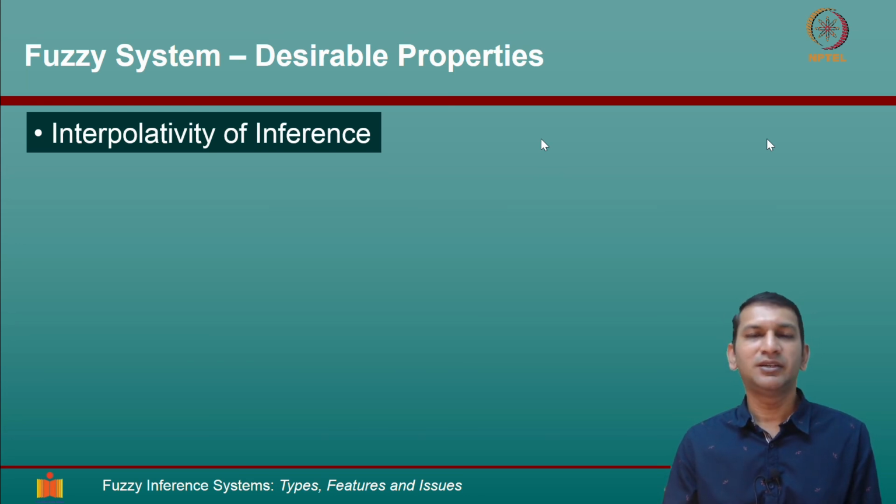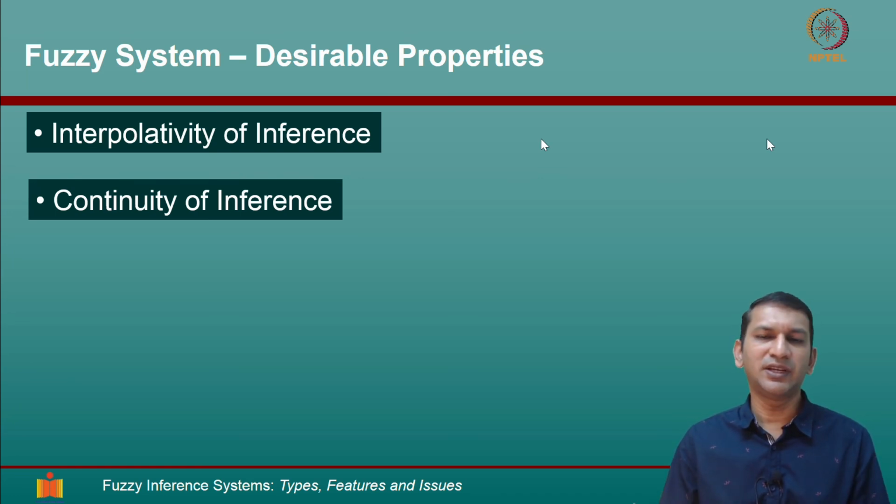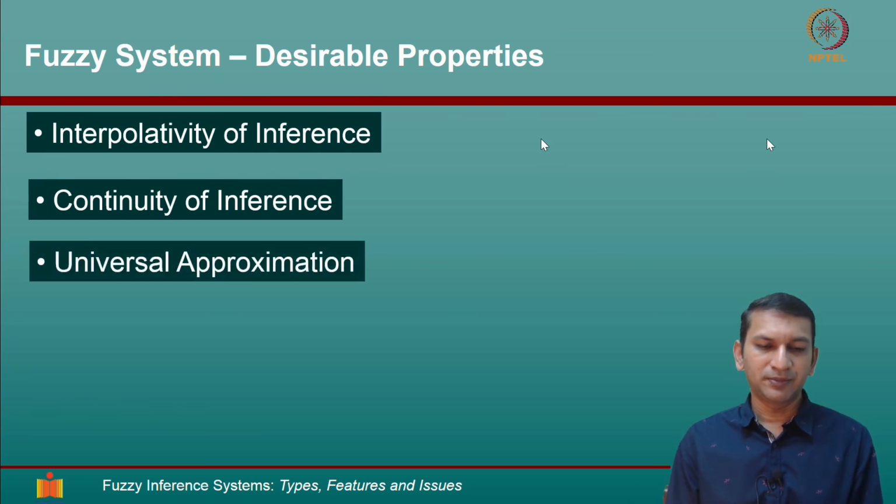So that's essentially the interpolativity. Continuity of inference. What I get, the input-output mapping, is that function finally continuous? Continuous in the sense that we understand over the real or in the appropriate domain.